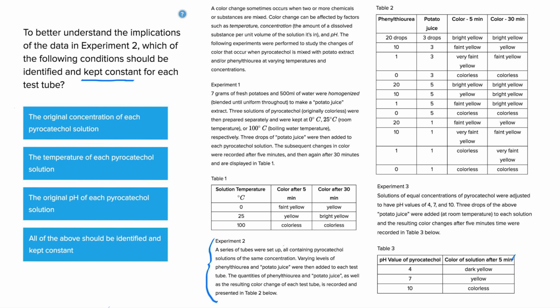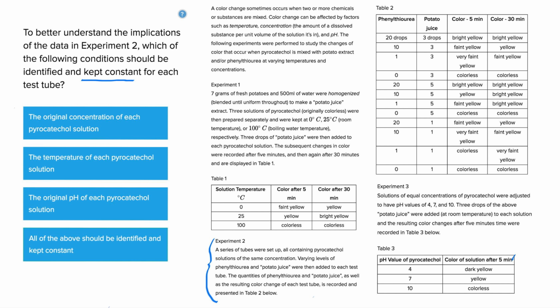A series of tubes were set up, all containing pyrocatechol solutions of the same concentration. Varying levels of phenylthiourea and potato juice were then added to each test tube. The quantities of phenylthiourea and potato juice, as well as the resulting color change of each test tube, is recorded and presented in Table 2 below.